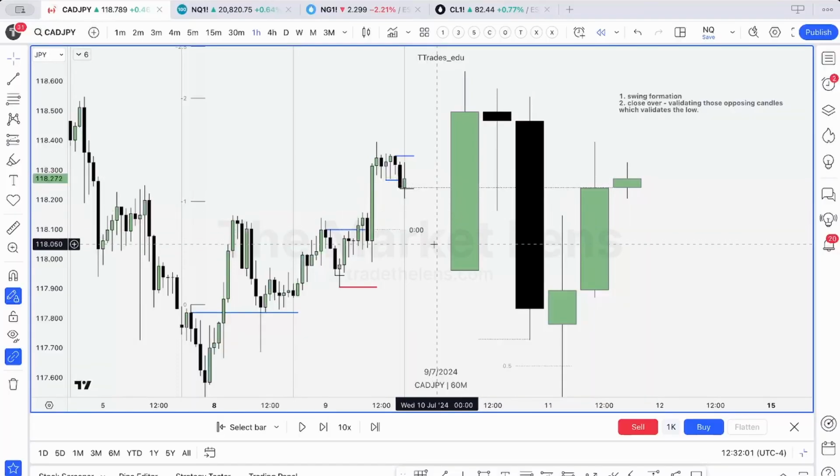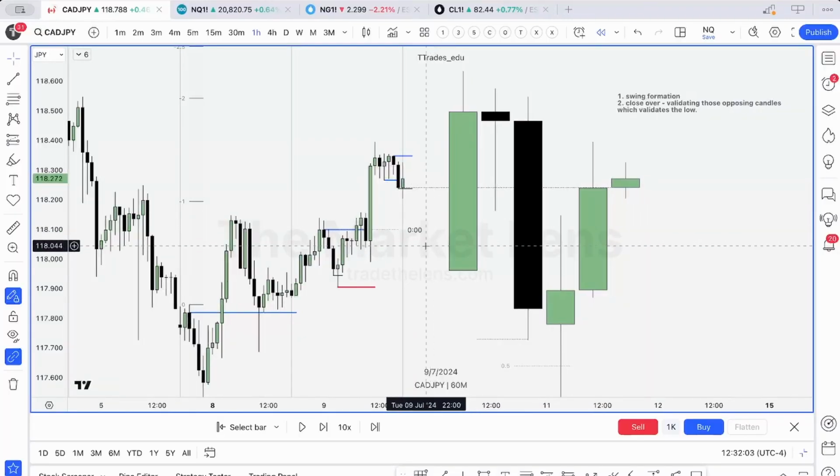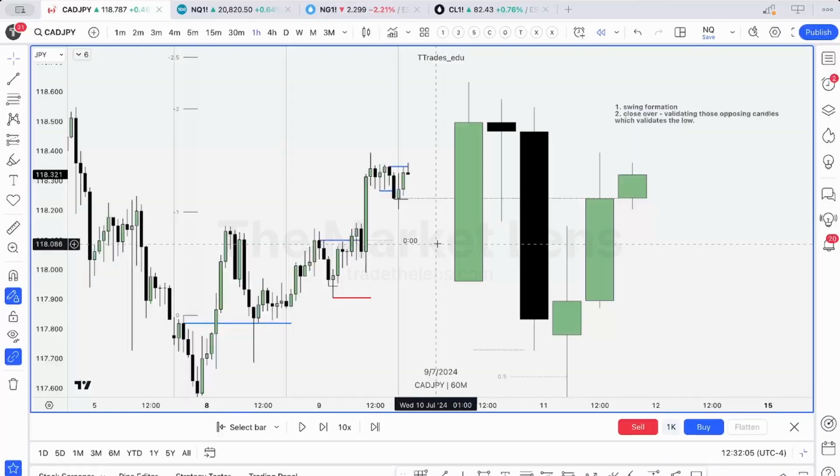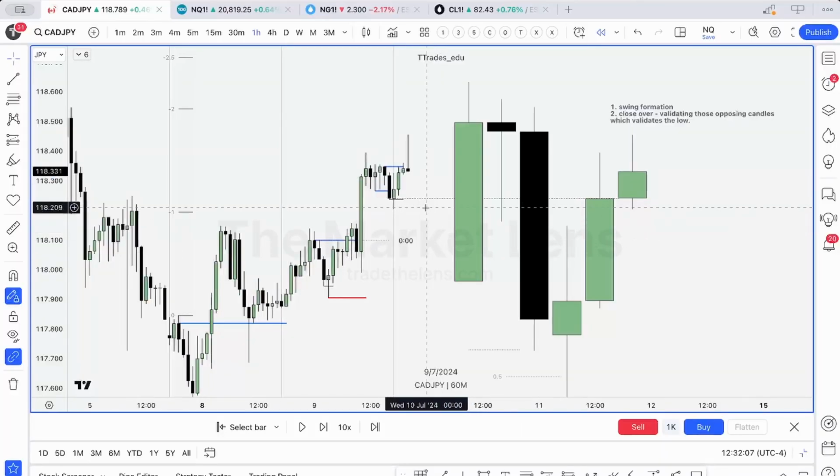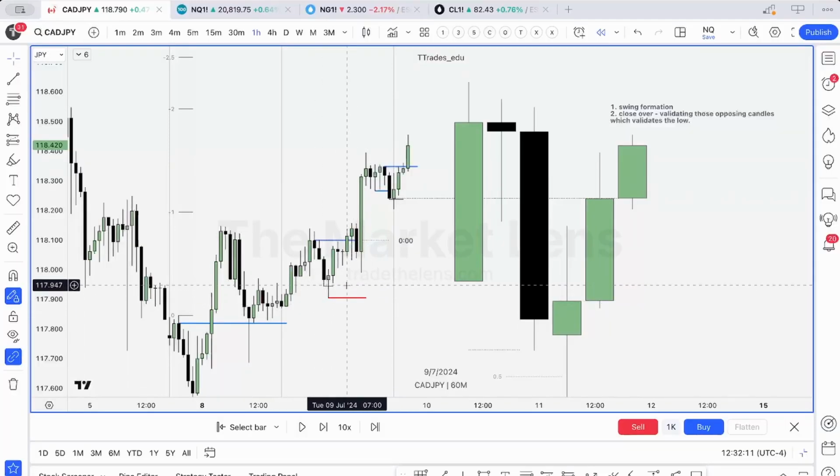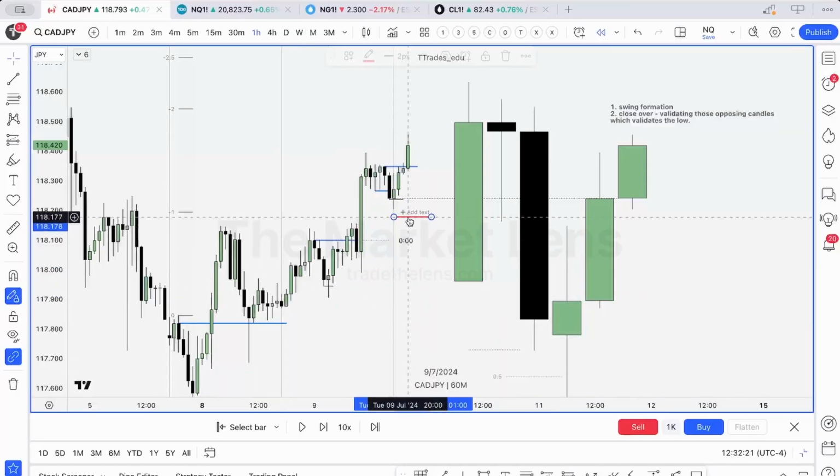So I'll let my Wi-Fi catch up here and see if it does. And we haven't closed over it yet, but here we get that close over. So you can see here was the invalidation or low of candle 3, right? Even though it wasn't the low, it's the low we validated. So now we can anticipate this low to hold, right?